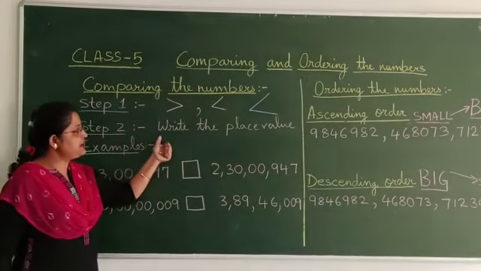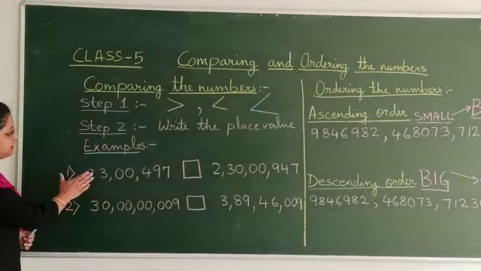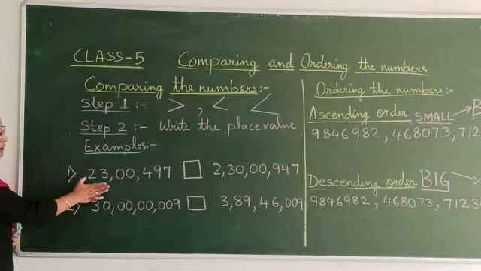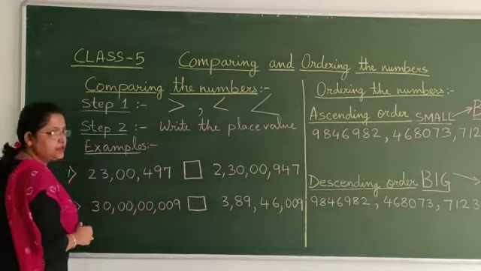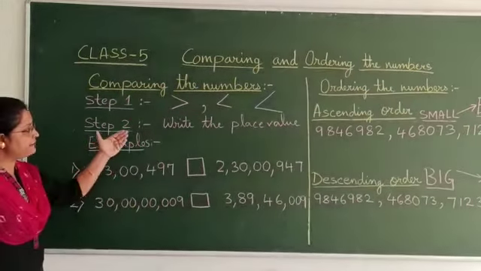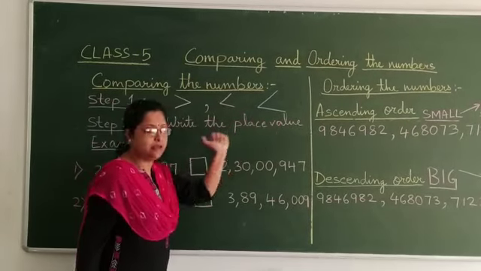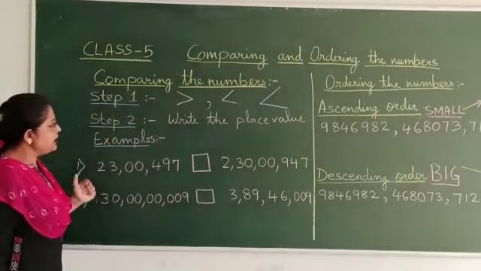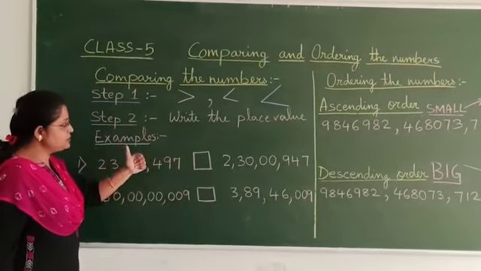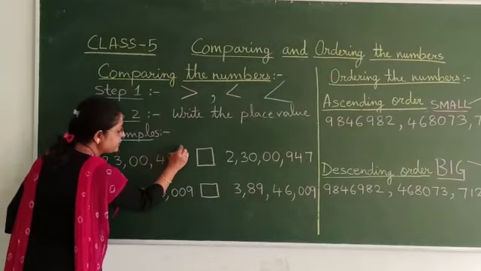What is given there is: write the place value. For example, number 1. We have two numbers given to us. We have to use the sign and we have to keep in mind that we have to write the place values. So let's see how to write the place values and compare both the numbers. Let's begin with it.